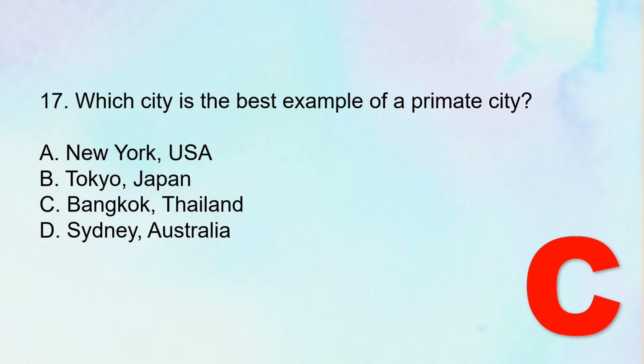Now, New York is not a primate city, and the United States has other major cities like LA and Chicago. For Tokyo, Japan has a balanced urban hierarchy. Sydney, Australia has other larger cities like Melbourne and Brisbane. So that's why only Bangkok, Thailand is considered a primate city.